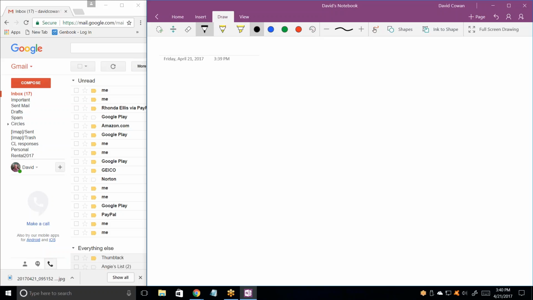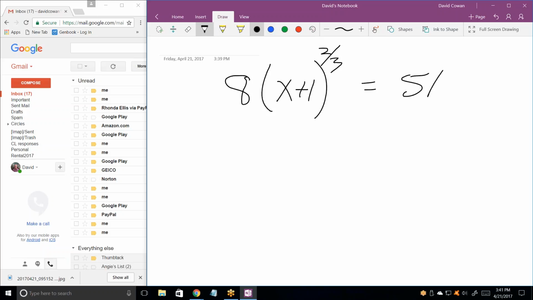Okay, we can go over a few of these. So this one, number 5, it's 8 times parentheses x plus 1 and parentheses to the 2/3 power equals 512.